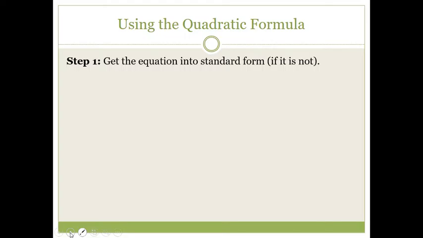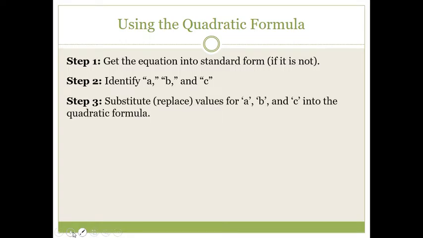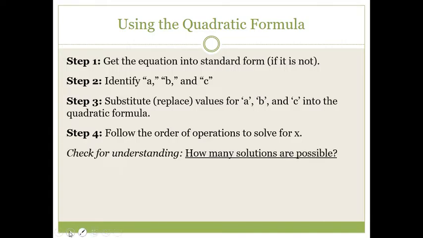All right, so let's do an example of using the quadratic formula to find the solutions. Again, we have to get it into standard form, and then we identify what our a, b, and c are. We're going to substitute, which just means replace those letters with the numbers that they are, a, b, and c, into the quadratic formula. Then we'll follow the order of operations to solve for x.